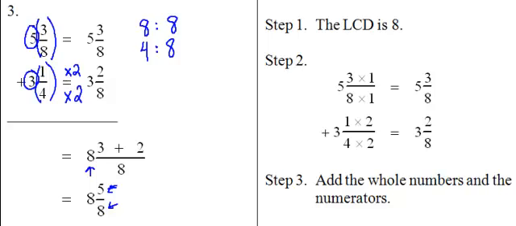So 8 5/8 is actually as reduced and as simple of a form as we're going to get with that answer. So 8 5/8 is your answer.